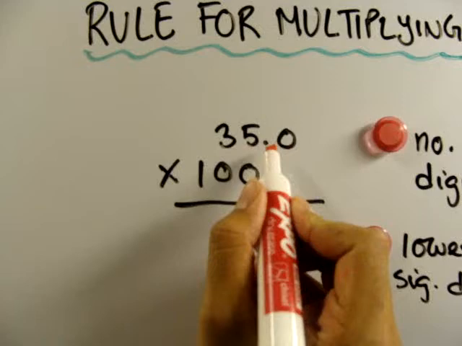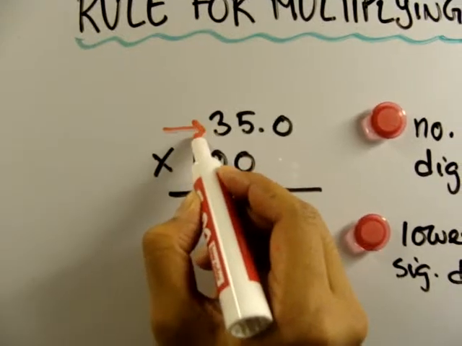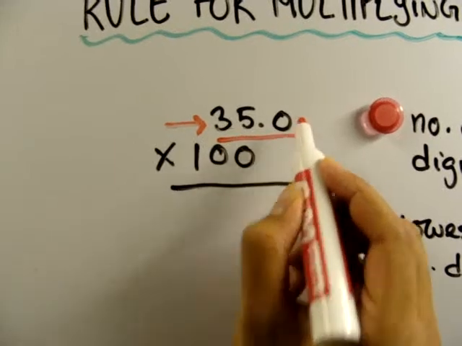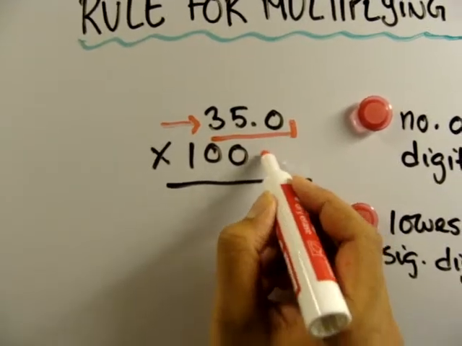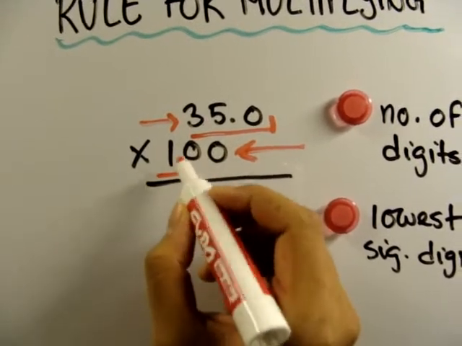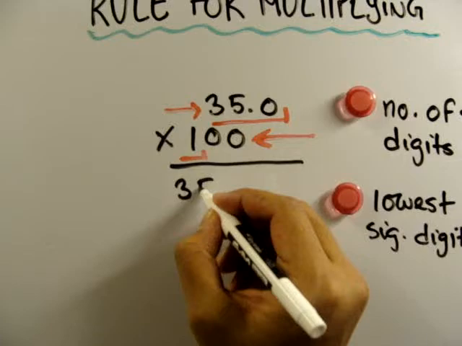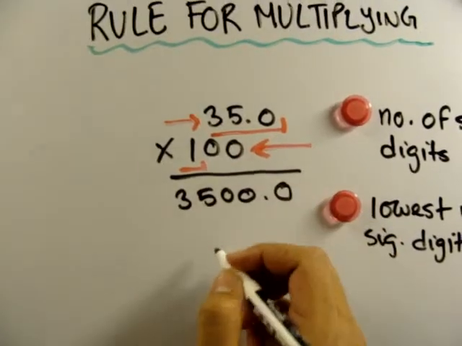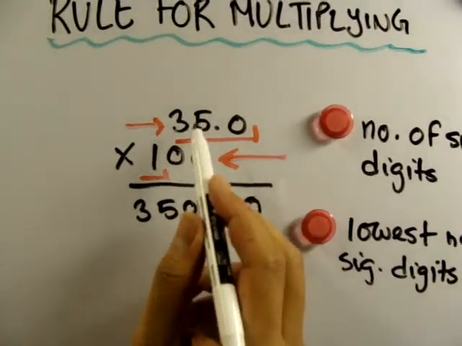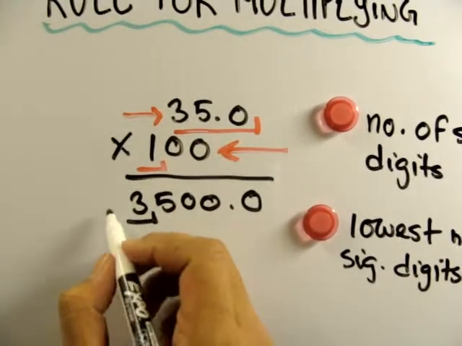35.0, there's a decimal point here, so we move from the left, and 1, 2, 3. 3 significant digits. And this one doesn't have a decimal point, so we're going to move from the right, and we ignore the zeros, and therefore there's only 1 significant digit. Now if we do regular math, the answer we're going to get is 3500.0. Now we choose our second rule, which is lowest number of significant digits. This one has 3 significant digits. This one has 1. So we're going to choose 1 significant digit since that's our lowest number.